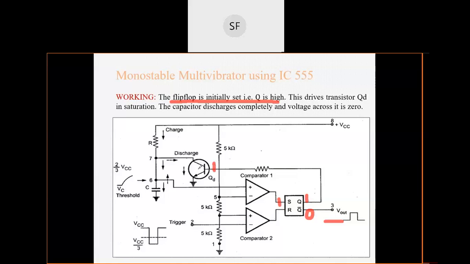Okay. So now this discharge transistor is working as a switch. I have already told you that it is working as a switch. So either it will be in saturation region or it will be in cutoff region. Since the base is having 1 here, this transistor will be in saturation. If the base of this transistor is 0, then this transistor will be in cutoff region.